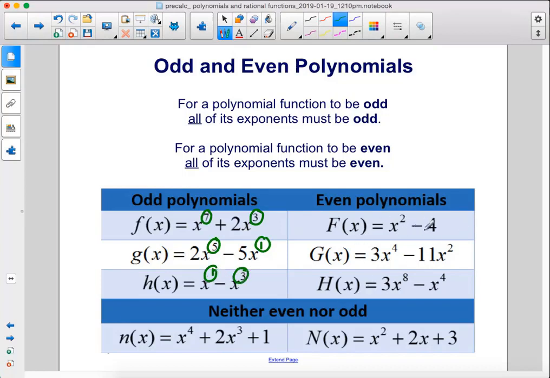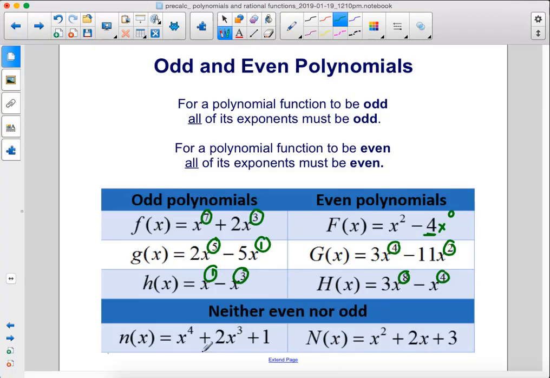Here we have x squared minus 4. You can imagine 4 being multiplied by x to the 0 power, which is 1. 2 and 0 are both even. Here we have 3x to the 4th, this 4 is even, minus 11x squared, this 2 is even. And here we have 3x to the 8th minus x to the 4th, 8 and 4 are both even. So whenever you have a constant with no variable, that is assumed to be even. So you can't have a constant in an odd polynomial at the end.